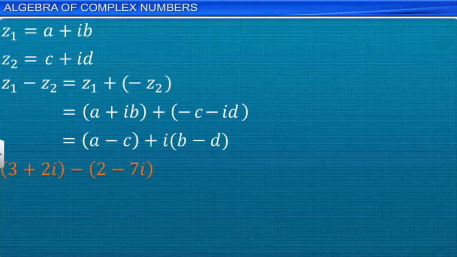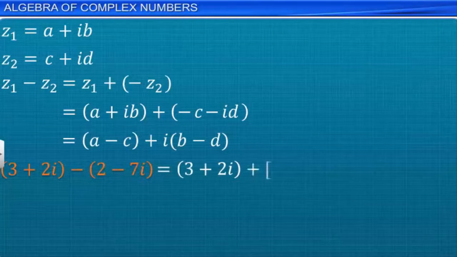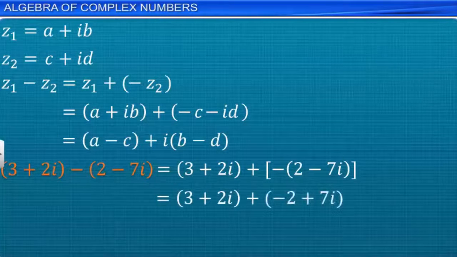Let's subtract 2 minus 7i from 3 plus 2i. The additive inverse of 2 minus 7i is minus 2 plus 7i. Therefore, the difference is 1 plus 9i. The difference is also a complex number.